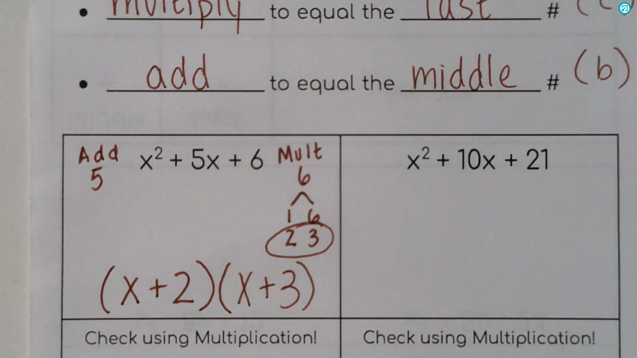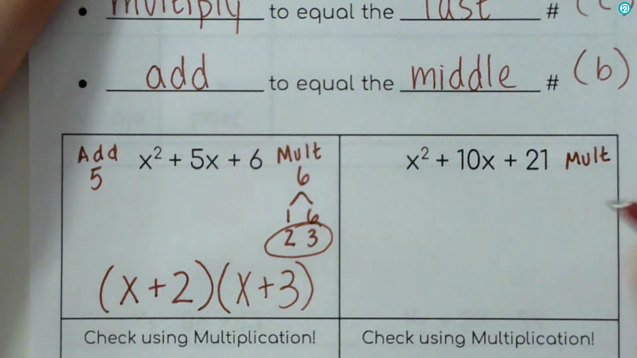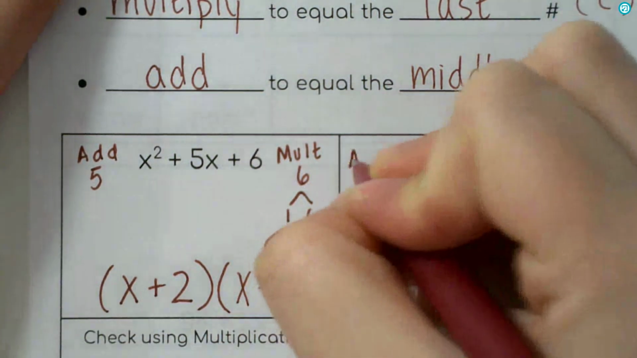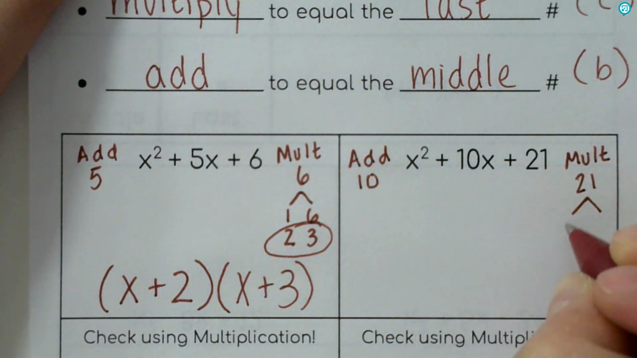Okay, we're going to do one more, and then I want to show you guys how you can check these using the multiplication, and then we'll start cruising through them a little bit faster on the back. We've got x squared plus 10x plus 21. What am I trying to multiply to be? 21. That's my last number. I'm trying to multiply to be 21. What am I trying to add to be? 10. Awesome. Okay, my factors of 21 are 1 and 21.